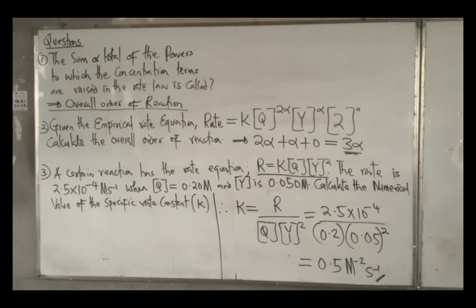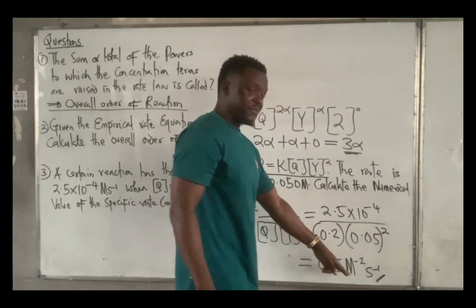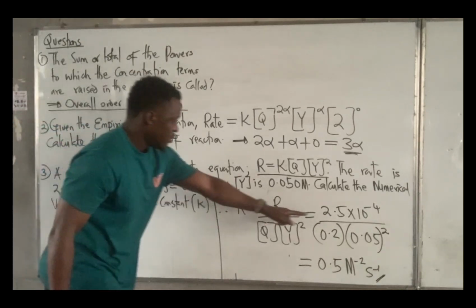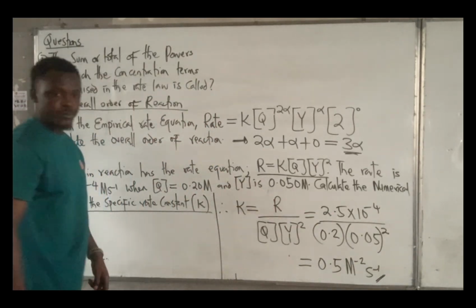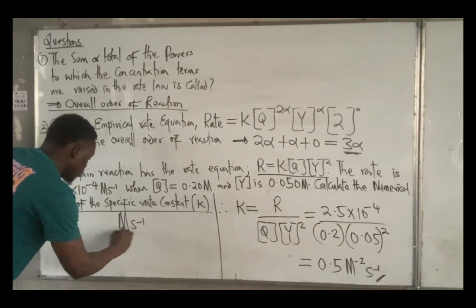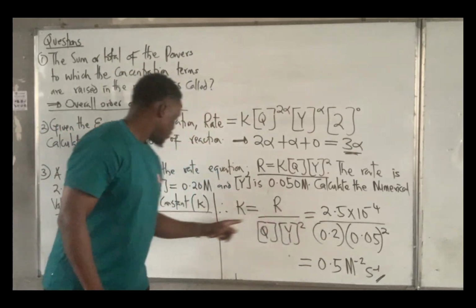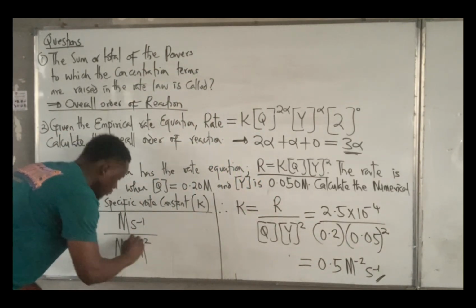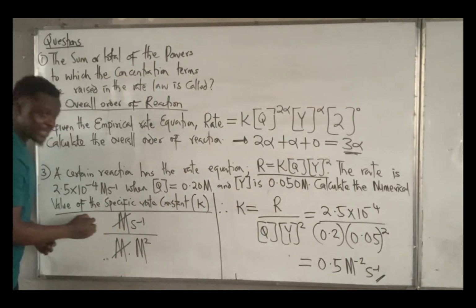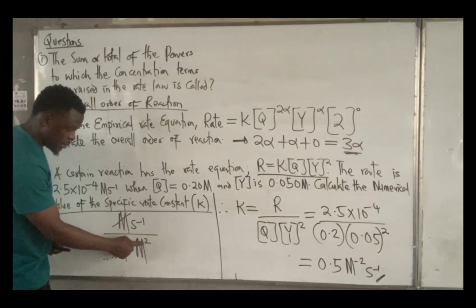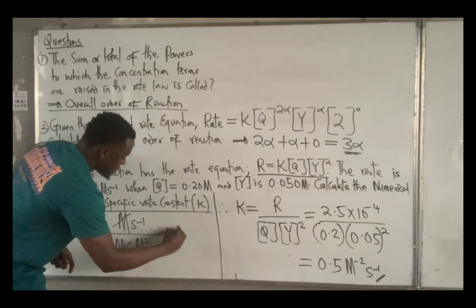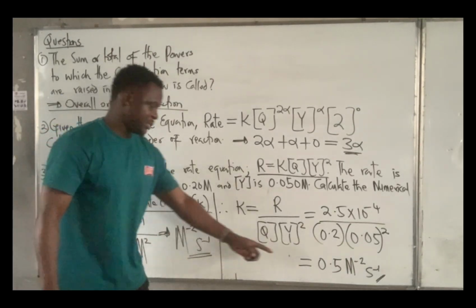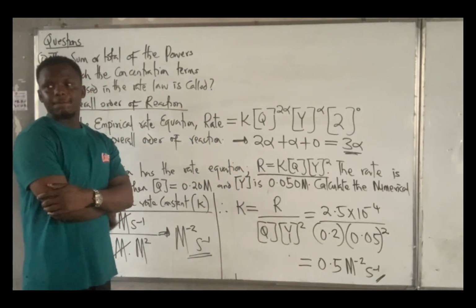Now you may be wondering how I got the unit. The answer is 0.5 molar to the power of minus something. This capital letter M is mole per liter. So how did I get that? Look up. Let's do the unit evaluation. The R has a unit of molar per second, all over this Q, which has molar, and this guy has molar as well, but the molar is raised to the power of 2. So this cancels this. When this comes up, it becomes minus. So that's how we got molar. When this one comes up, it becomes minus 2, and then per second. That is how we got this. So that's the answer to that question.